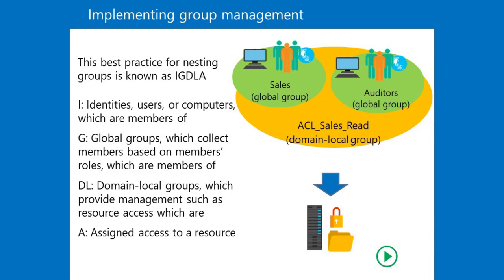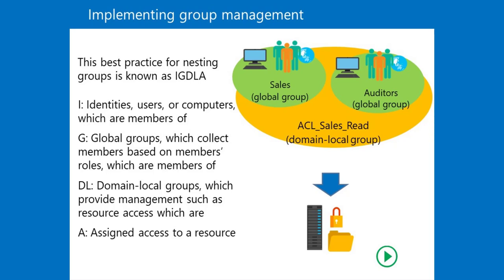Adding groups to other groups is a process called nesting. Nesting creates a hierarchy of groups that supports your business roles and management rules. A best practice for group nesting is known as IGDLA, which is an acronym for the following: identities, global groups, domain local groups, access. The parts of IGDLA are related in the following way.